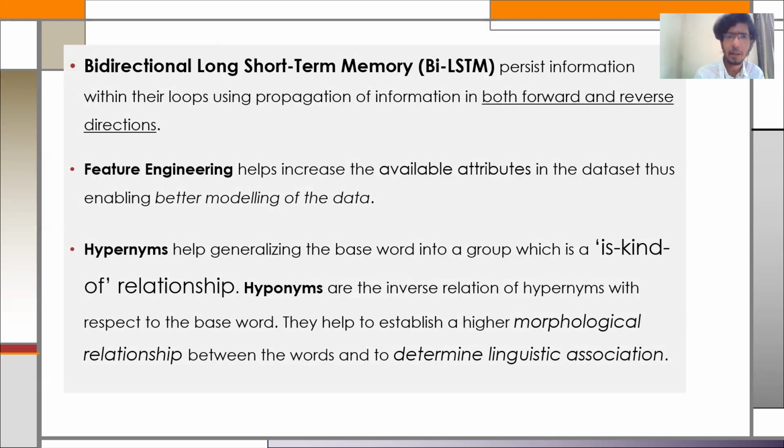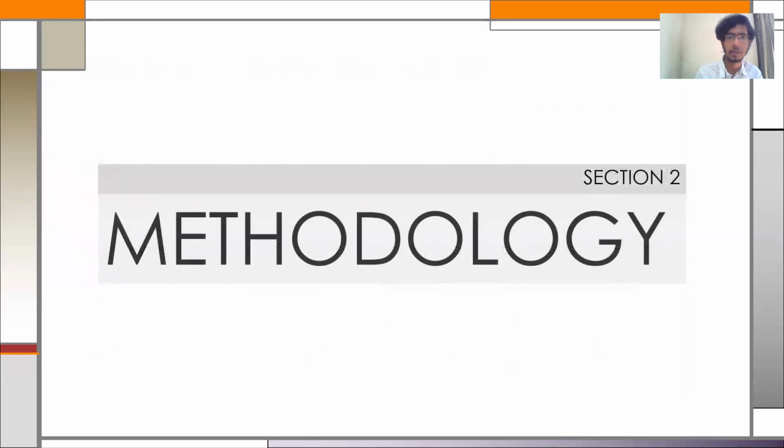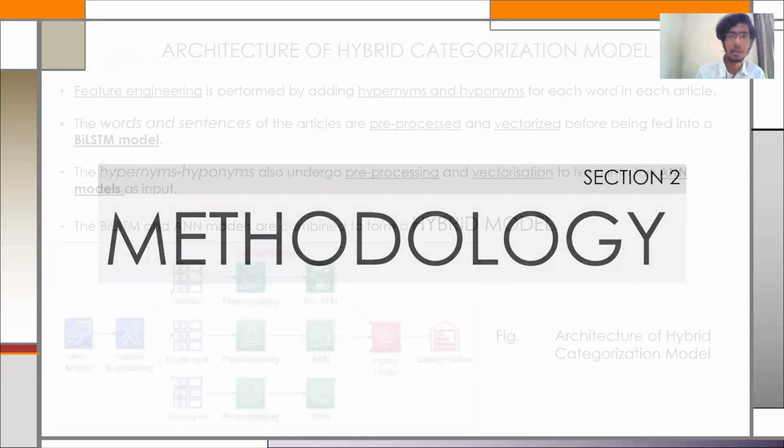So we go with two different types of features, hypernyms and hyponyms. Hypernyms help in generalizing the base word into a category, which is a kind of relationship. Hyponyms are the inverse relation of hypernyms with respect to the base word. They help to establish a higher morphological relationship between the words and help to determine linguistic association. In this section, I will deal with the methodology.